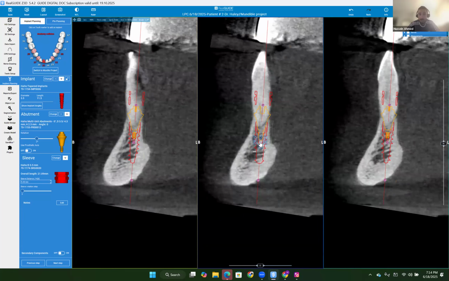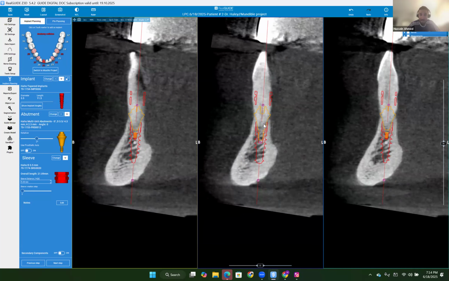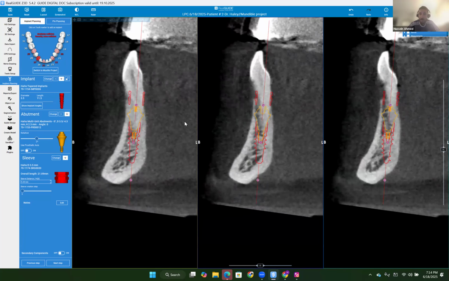With this one, Dr. Resnick, I'm using right now a 3.5 by 11.5 millimeter long implant, planning it exactly apical or at the root anatomy or apical anatomy of that tooth. 3.5 by 11.5. Next is number 27, 3.5 by 11.5 as well. Over here, straight MUA on top of this one.